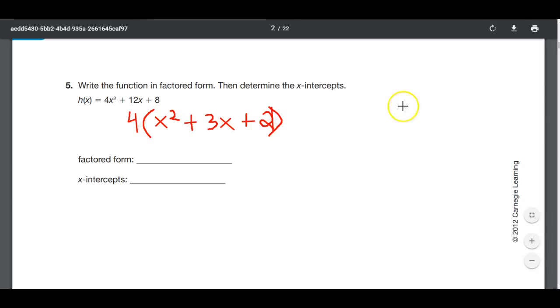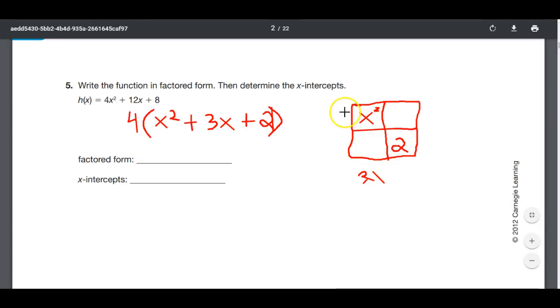Now I've got to make a puzzle and figure out what times what will give me x squared plus 3x plus 2. I'm using the area model we've seen and done in class before. I need this area to be equal to x squared, and this area over here is going to have to be equal to 2. And these two are going to have to add up to 3x, right? This is not going to be a very hard one for us here.